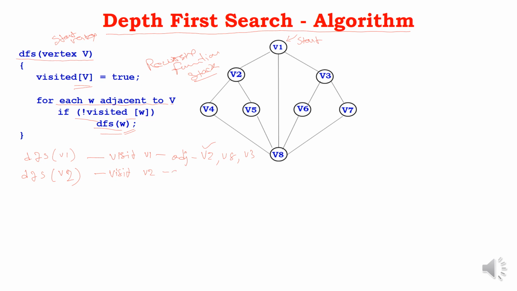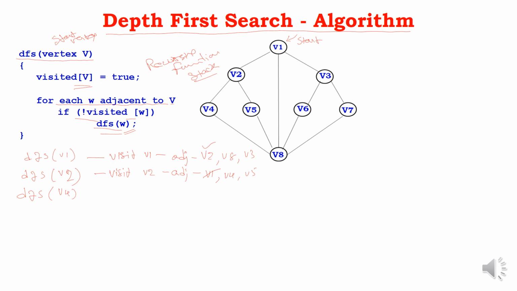Again find adjacent of V2. Adjacent of V2 are V1, V4, V5. V1 is already visited because here we are considering only unvisited vertices. We have only two adjacent vertices here, V4 and V5. We call the DFS function for both, but initially we call the first one. At a time, we may not call both.